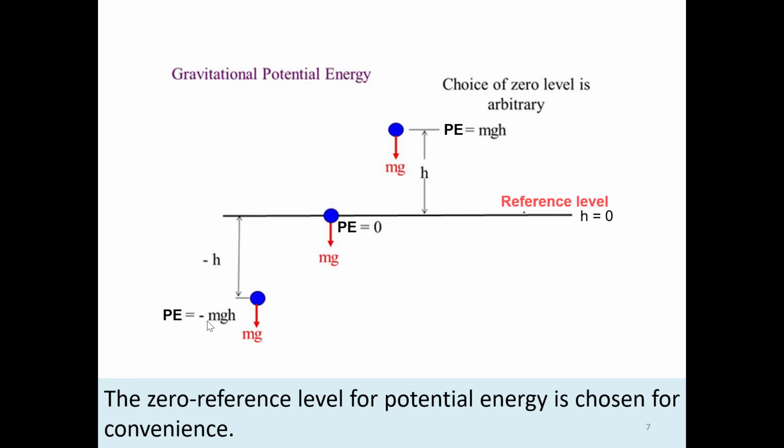But in this course, we will select the reference level in such a way that the potential energy will always be positive. But we can choose that reference level according to our convenience. We can select any reference level. The important thing is to keep this reference level through all the problem when you are working on the problem. Keep the same reference level.